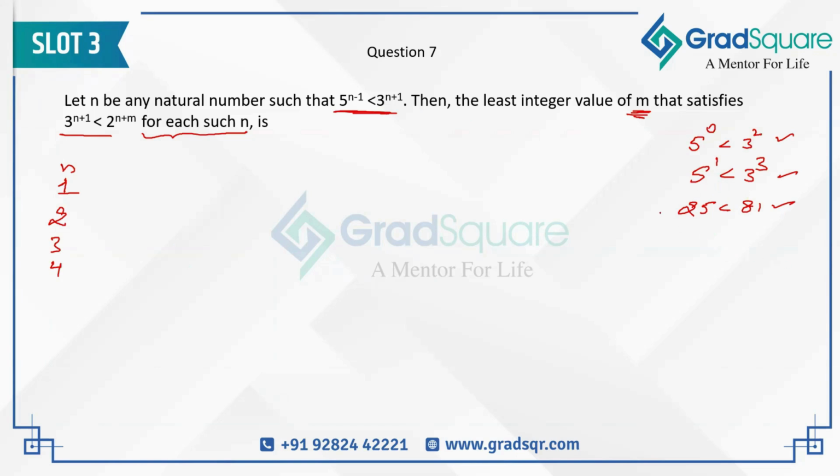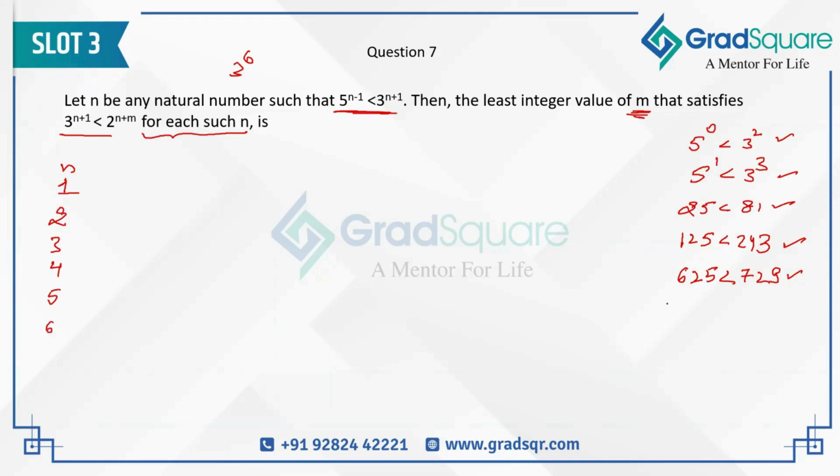So if I take the value of n as 4, then 5 to the power of n minus 1, which is going to be 5 cubed, is 125, which is less than 3 to the power of 4 plus 1. So 81 into 3 is what you are looking at, which is 243. So 243 is still greater. n equals 4 is satisfying. Let's take n equal to 5. It is going to become 5 to the power of 4, which is 625. And this is going to become 3 to the power of 5 plus 1, which is 3 power 6, which is 729, because that will be 27 into 27. So this is also satisfying.